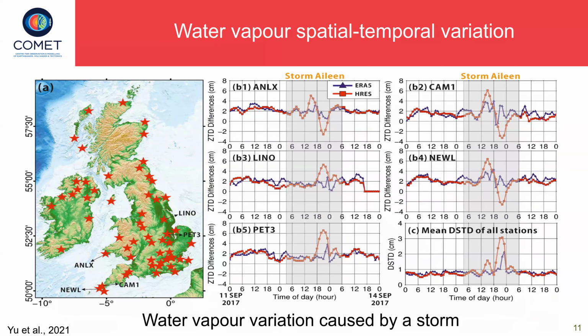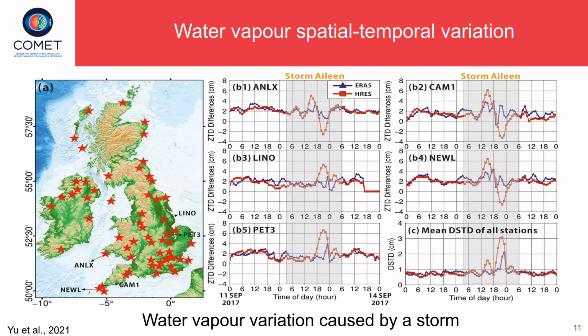And also this is an example showing the changes of the water vapor during a storm in the UK. The storm happens around 6 p.m. You can see there is a great jump in the tropospheric error because of the storm. So it can cause very large changes, above 10 centimeters sometimes. So it's quite large during the storm.